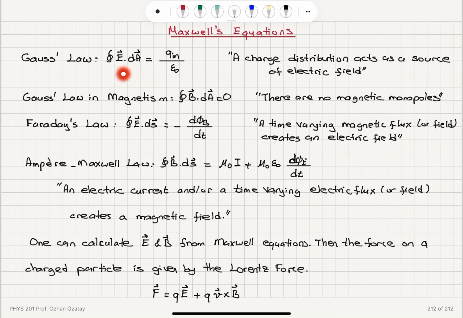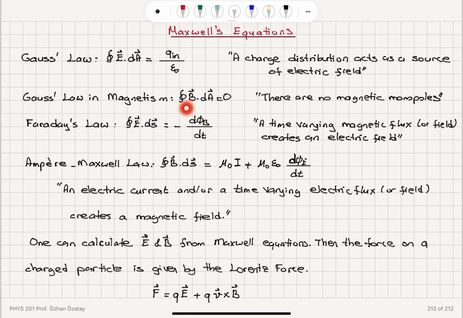Gauss' law, the closed surface integral E dot dA, the net electric flux through a closed surface is Q in divided by epsilon 0, which tells us a charge distribution acts as a source of electric field or electric flux. There is no such thing as a monopole distribution, a north pole or south pole distribution. Therefore, Gauss' law in magnetism tells us the total magnetic flux through a closed surface must be equal to 0.